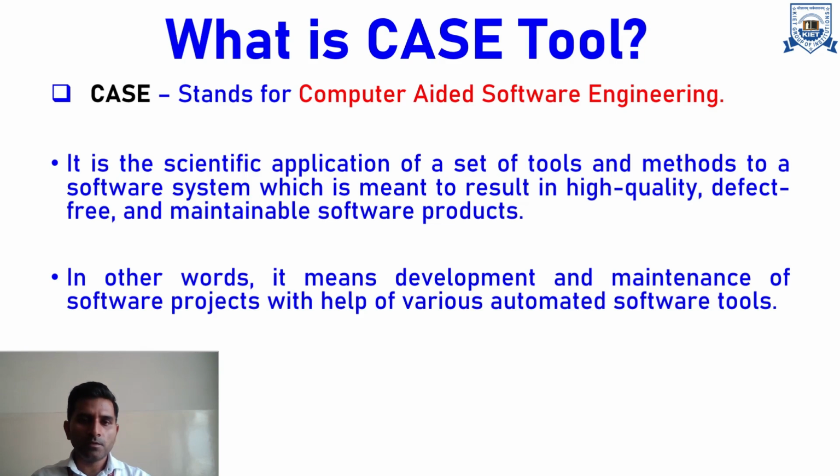And maintainable software products. At the maintenance phase also, if you are using automation tools, then you will have highly updated software with the recent version launch of the respective components of your software. So in other words, it means development and maintenance of software projects with the help of various automated software tools. This CASE tool is nothing but an umbrella term under which various kinds of automation tools we will discuss with respect to your software engineering process.